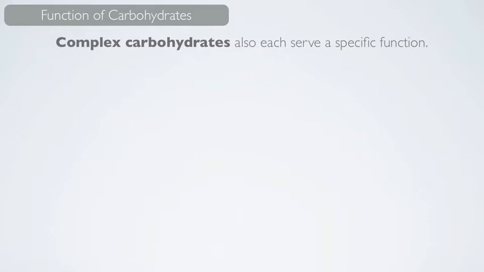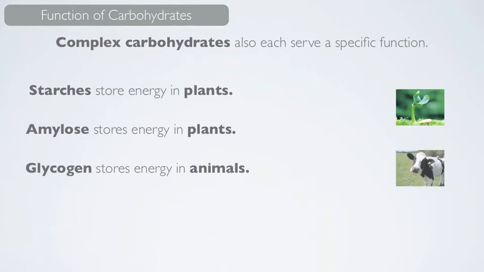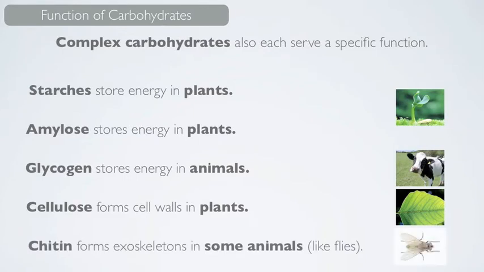Complex carbohydrates also each serve a specific function. Starches and amylose work to store energy in plants. Glycogen stores energy in animals. Cellulose is important in forming the cell walls in plants. Chitin forms exoskeletons in some animals, like flies.